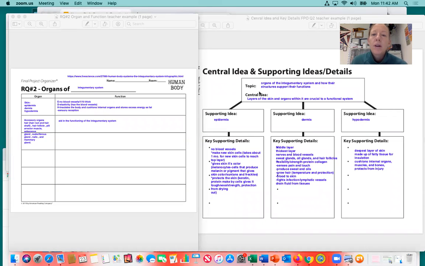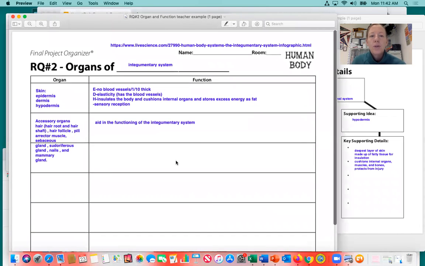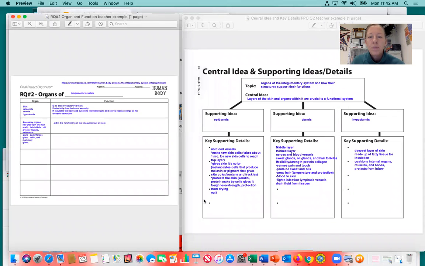All right, guys, so we're going to fill out the central idea and supporting ideas, details, final project organizer for question number 2. So you're going to utilize any of the 3 organizers that you put together already. So this is the one I filled out. And then I have lots of good information on those 2 pictures that I showed you that I gained from these 2 resources that I used.